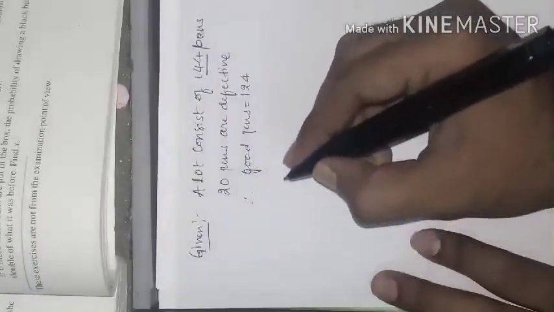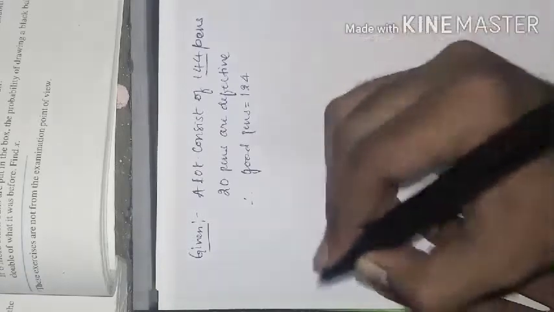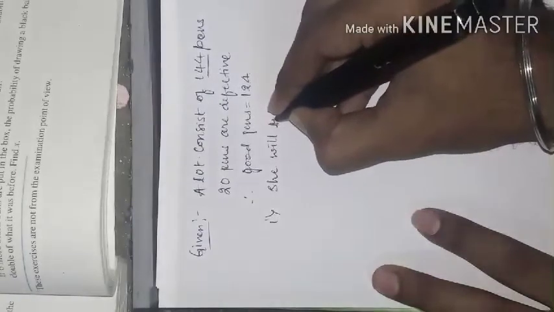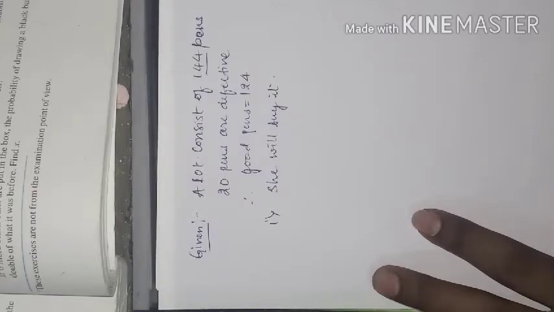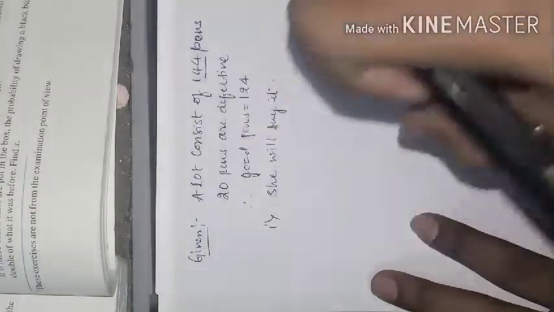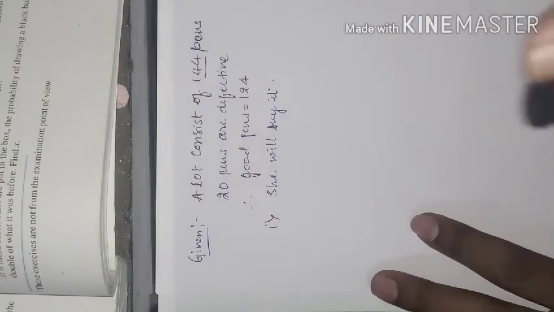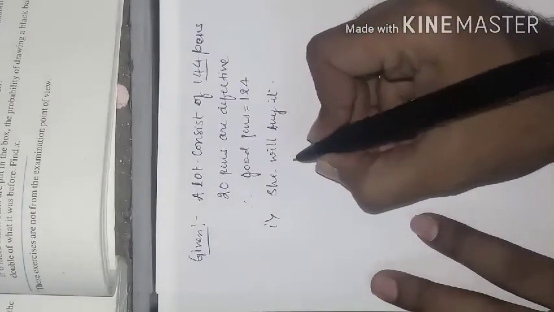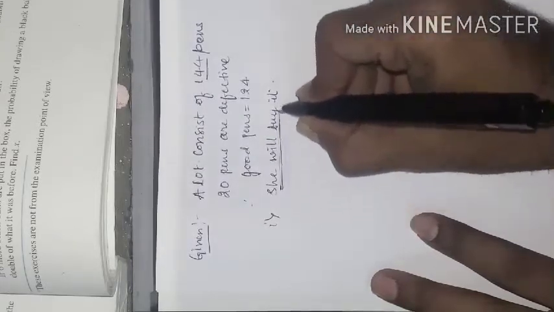Now their first question: find the probability that Nuri buys the pen. Nuri buys only when they are good. The shopkeeper blindly picks a pen from a box and gives it to Nuri, but Nuri will check it. If it is good, then only she will buy it. So what is the probability that she will buy it?